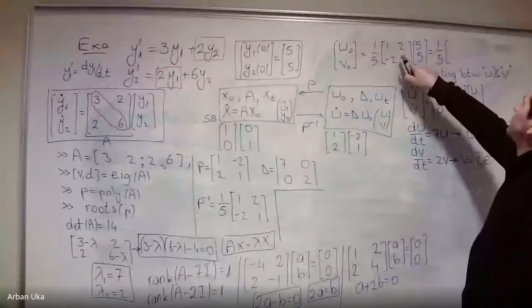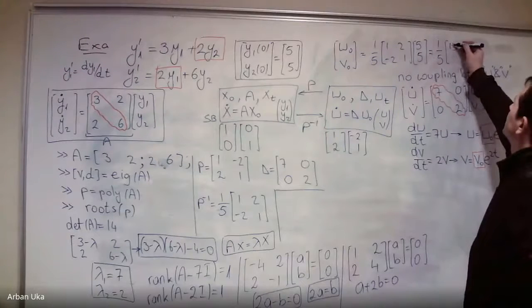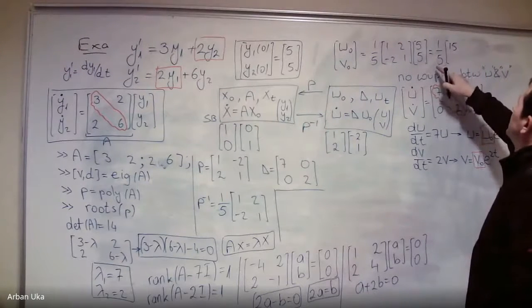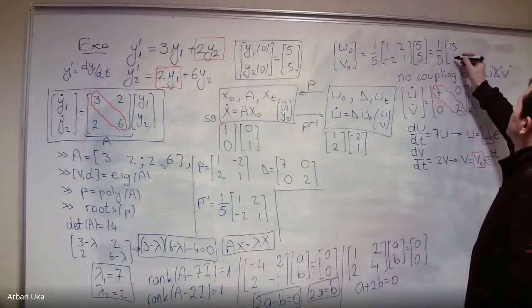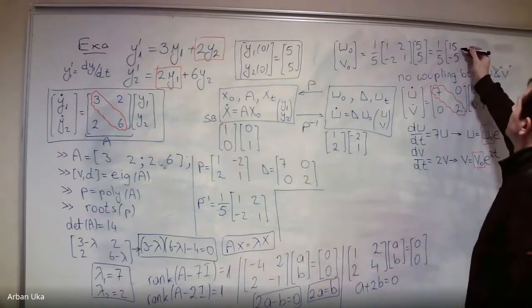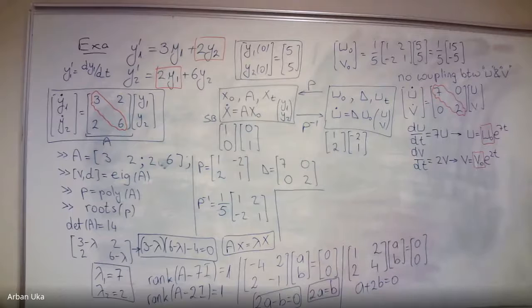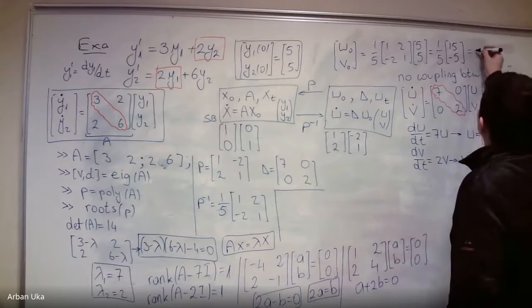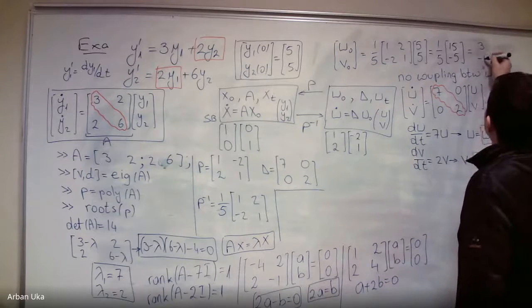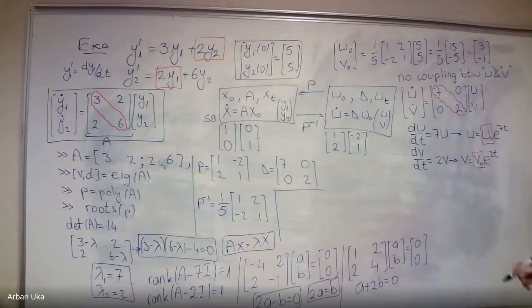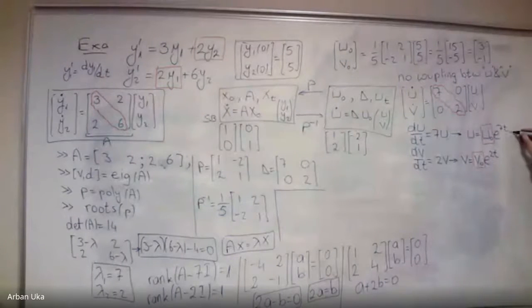You are too fast. For me, this is 5 plus 2, this is 15, right? Is this 15? Yes. And this is minus 5. Am I correct? So, minus 10 minus 5. So this is equal to 3, minus 1. Is this good? Yes. Then this is going to be equal to 3 e to the power 7t, and this is equal to minus e to the power 2t.